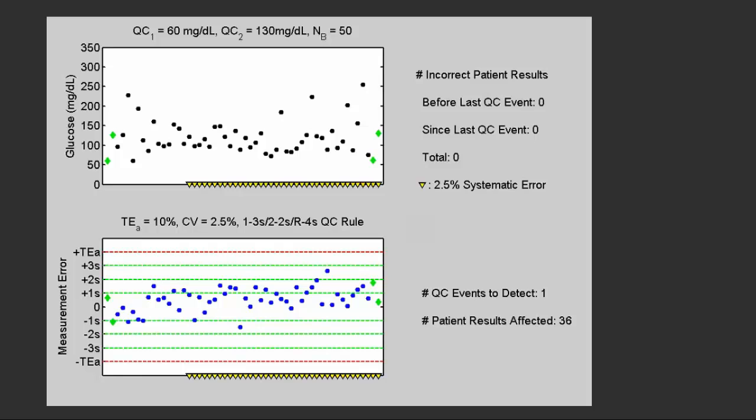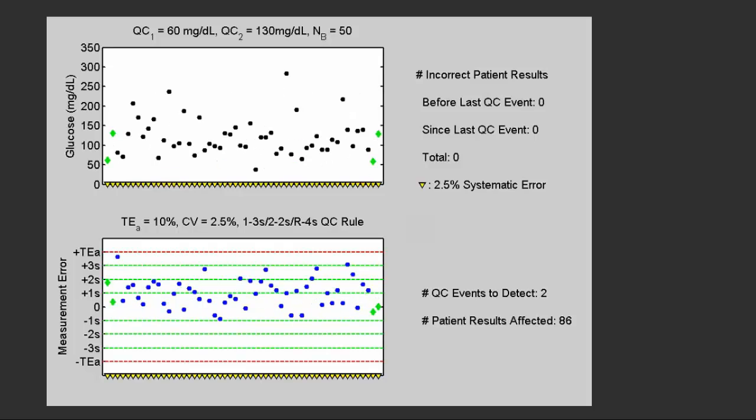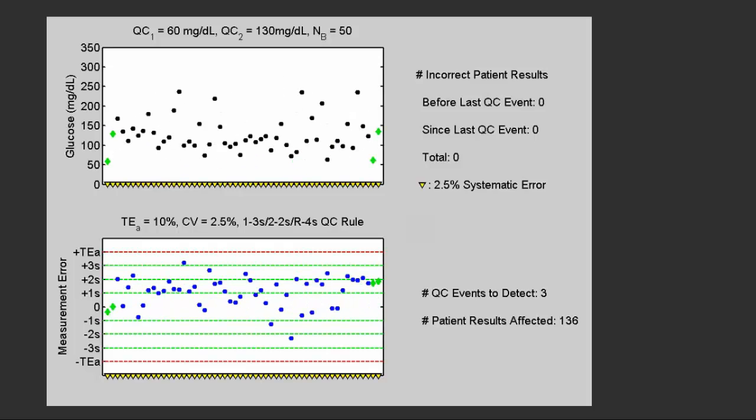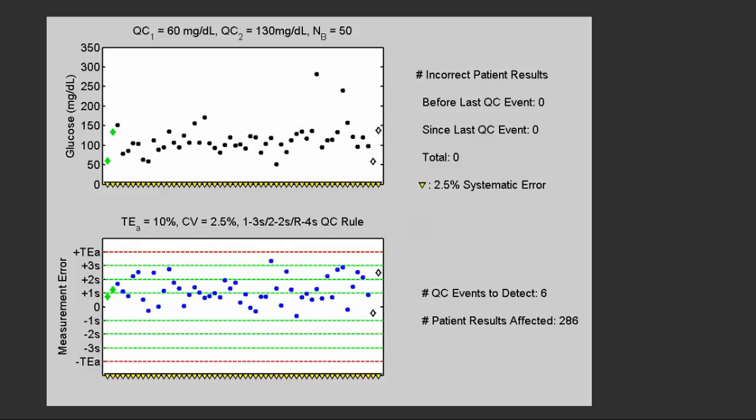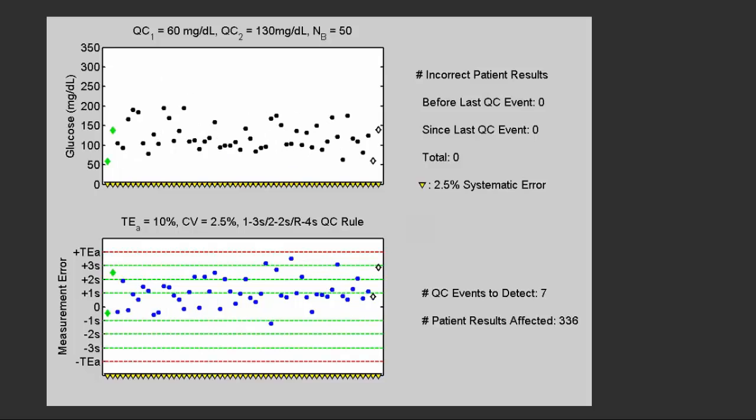Let's continue to quickly run more tests. So far, we've had 336 patient results that have been affected by this one CV shift, but none of them have failed the 10% criteria. Note that we're on the 7th QC event and have not yet detected the out-of-control condition.